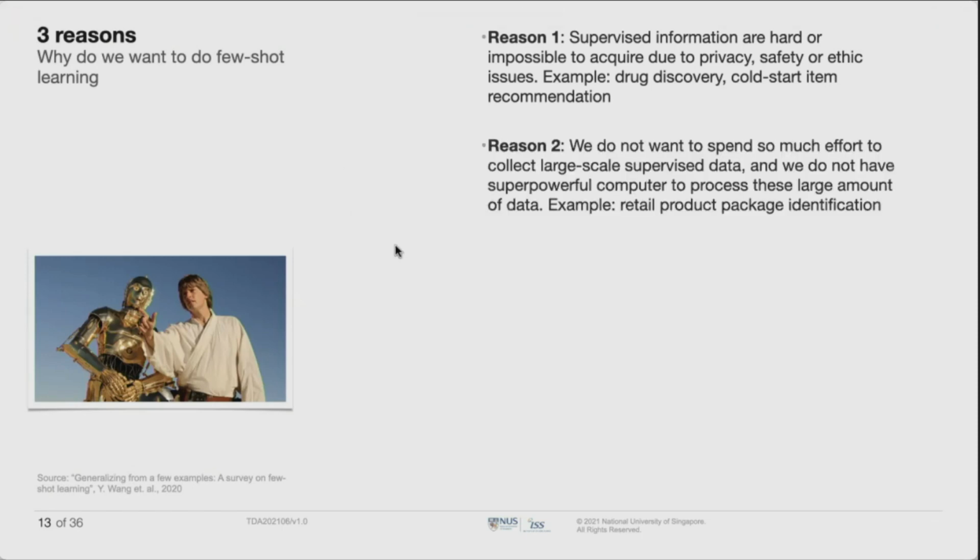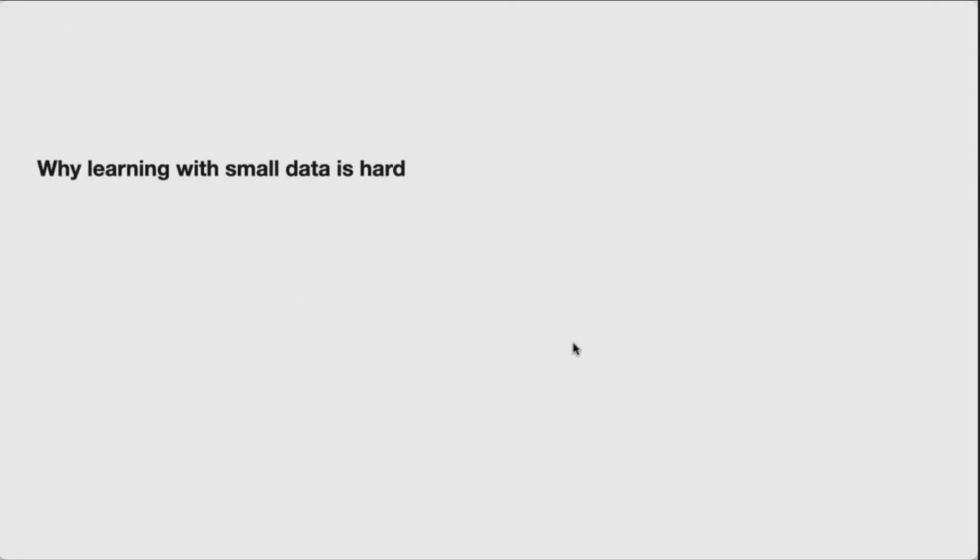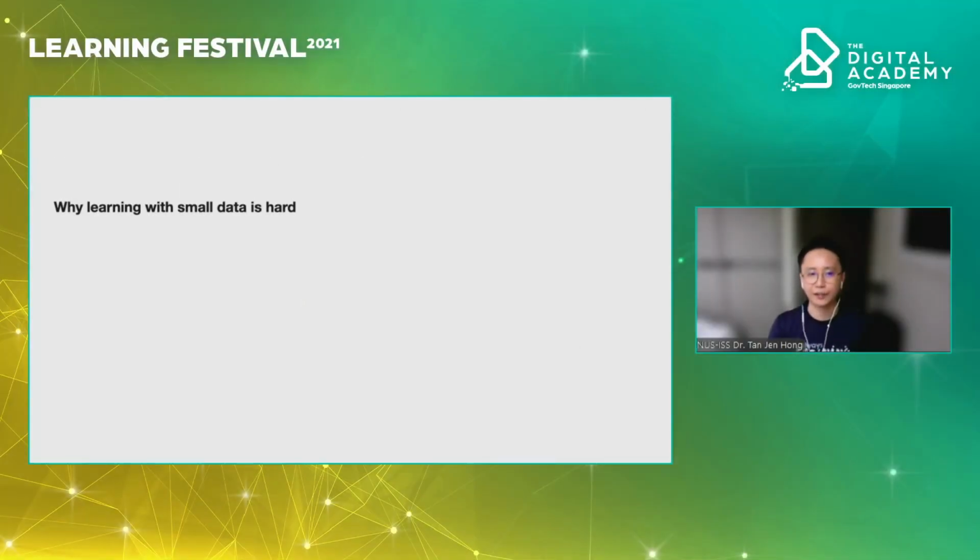Reason number 2, the companies do not want to spend so much effort to collect so much supervised data. Sometimes the amount of data and labels required is just beyond their reach. Reason number 3, we want to build a machine that learns like a human. We want to build an AI that makes decisions like a human. This is a vision we have always had since the 1990s. So in the coming few slides, we are going to explore and understand why learning with small data is so hard, and there is a mathematical reason behind that.